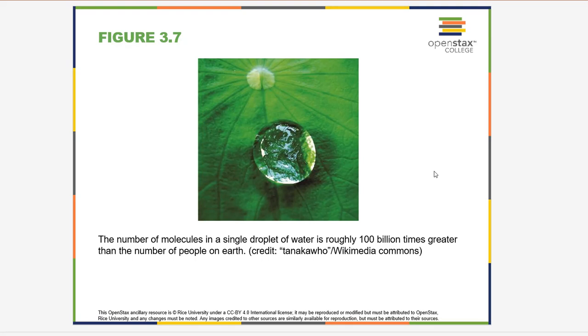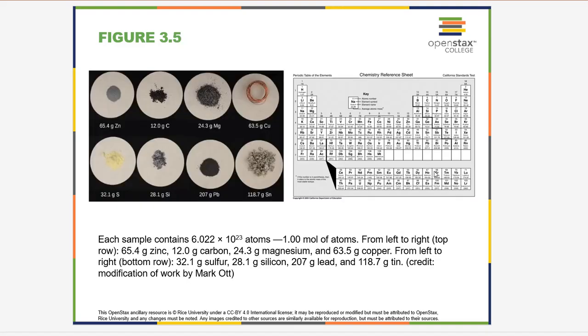Before I explain why a mole is a number of convenience, let me just give you a little bit of an idea of how big that number is. In a single drop of water, as shown in this picture, there are 100 billion times more molecules than there are people on Earth. So this mole is a huge number. Said another way, atoms are really, really small things. So why the mole is convenient is because it relates atomic mass units to grams.